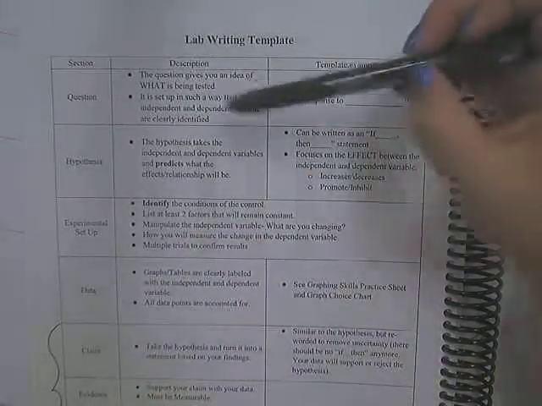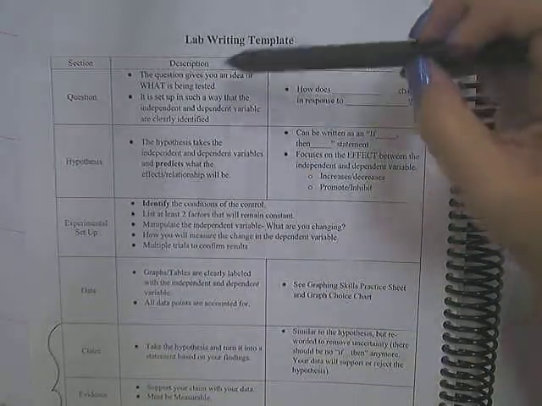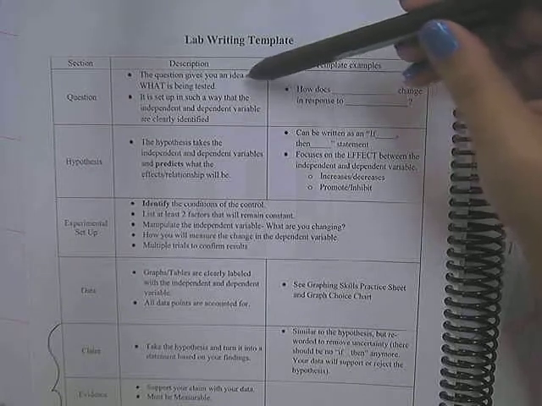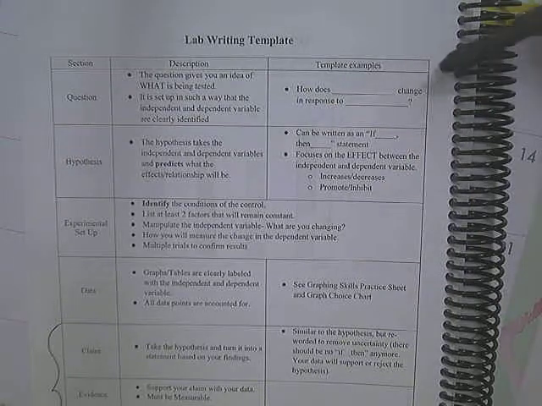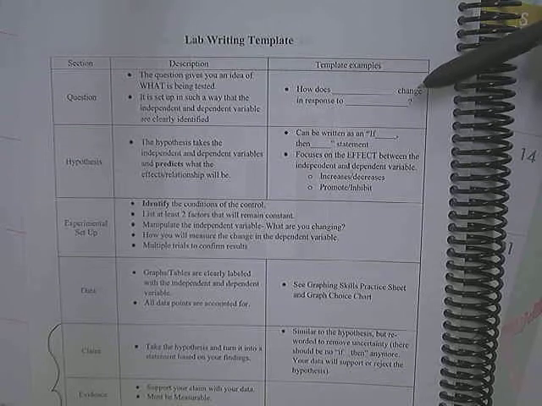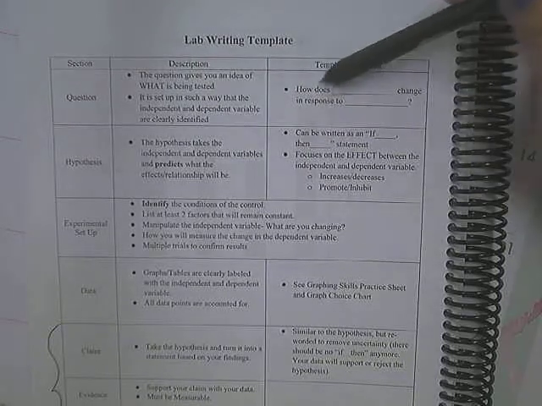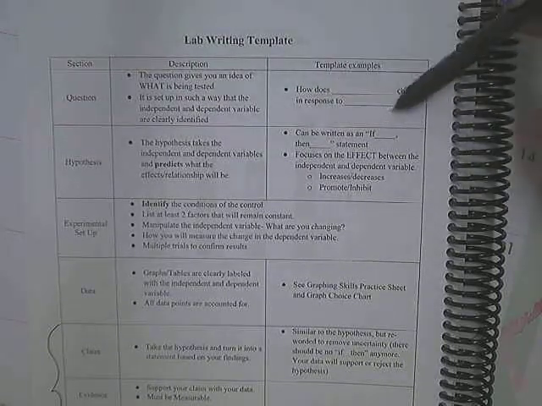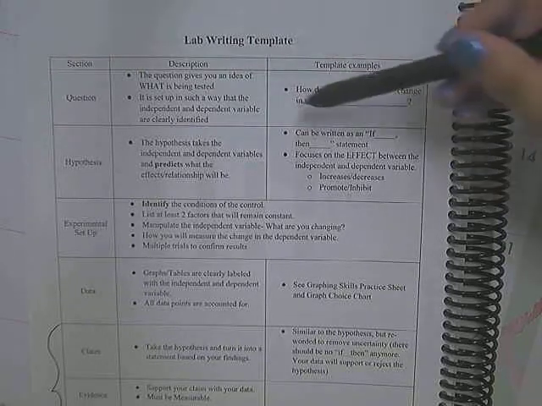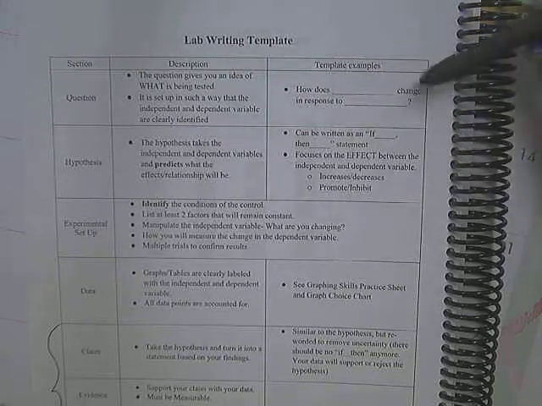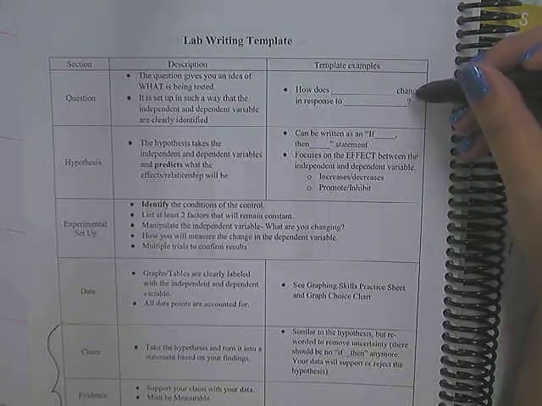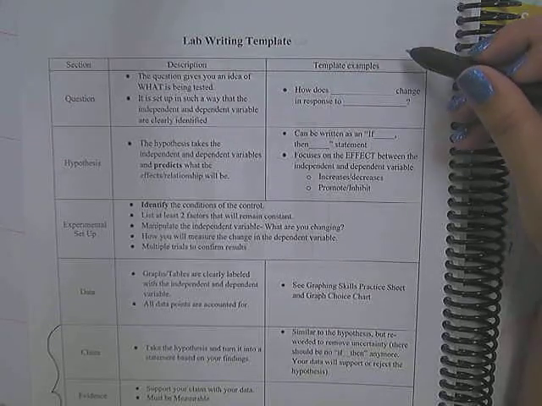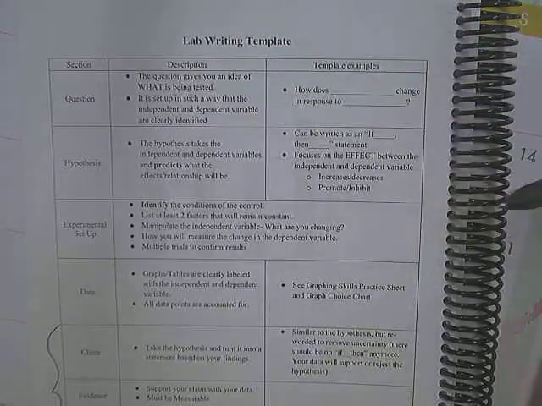So the question is designed to identify your independent and dependent variables very, very quickly. And I have some sentence stems here to get you started. You can keep it as simple as this, even on an FRQ. How does blank change in response to blank? So our labs will always start with a question set up in this way. And when you're doing reverse engineering, I'll give you the data and I'll ask you what question the scientist was looking at. It can be a one-sentence answer just like this.